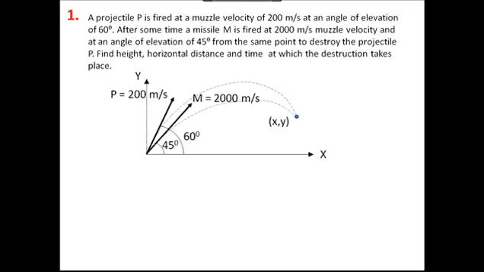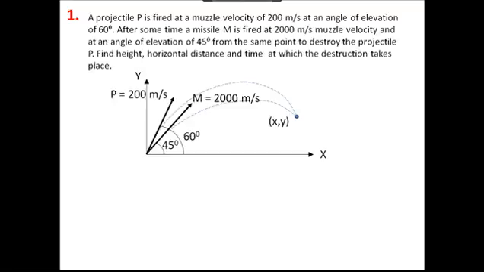It says like this: the first projectile we have called P, and the missile we have called M. They are fired as mentioned in the statement of the problem, and let's say they meet, that is destruction takes place at a point whose coordinates are x, y. Now the main thing is that what you mean by meeting is that point x, y must satisfy equations of both the paths. That's the fundamental thing.